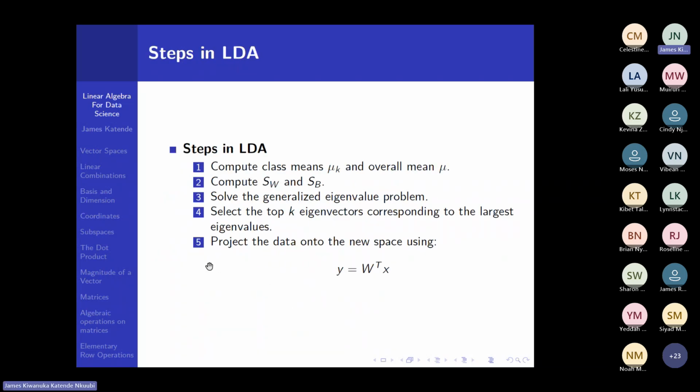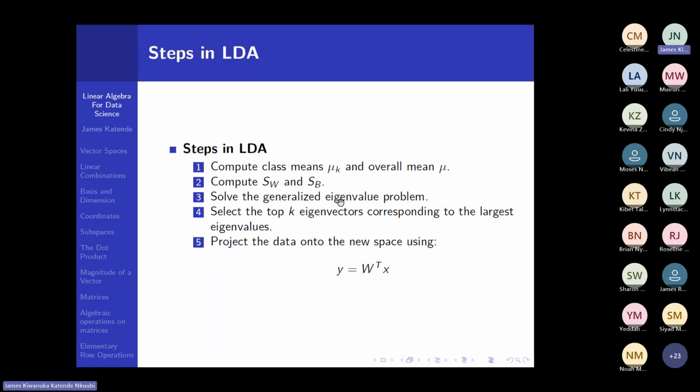So this gives a list of the steps that are involved in LDA. The first thing you do is compute the mean for each class and the overall mean. Then using those, you can compute the within cluster variation matrix and the between cluster matrix, as we gave a formula earlier.